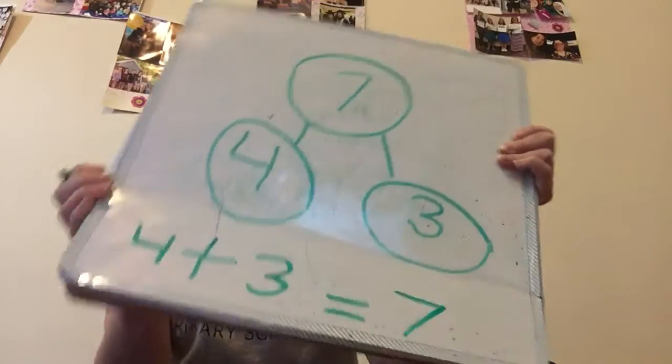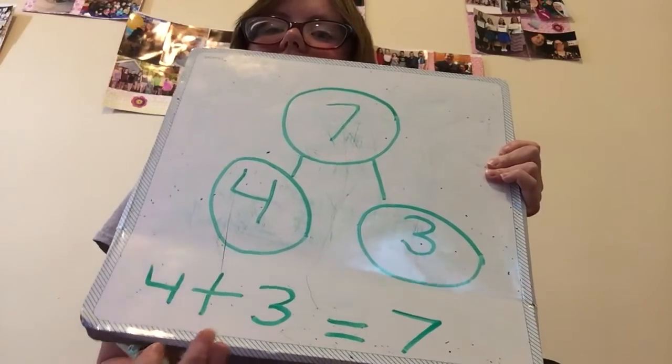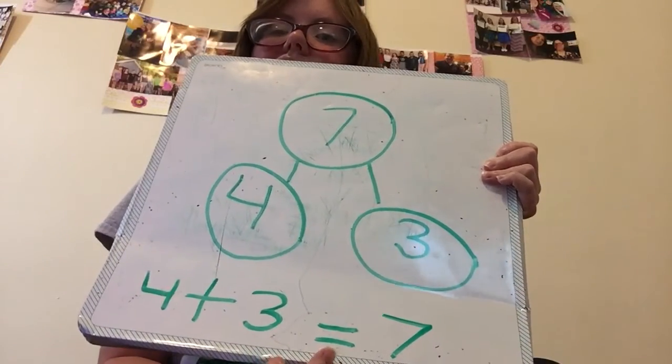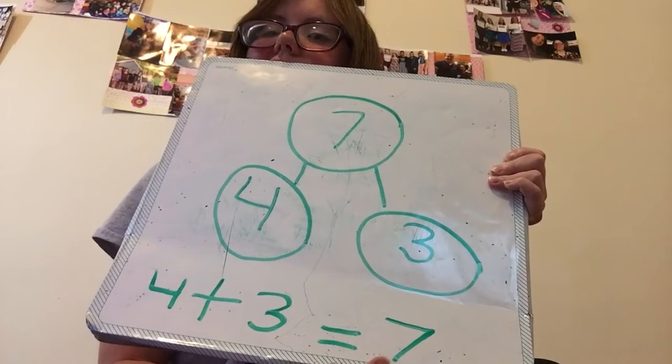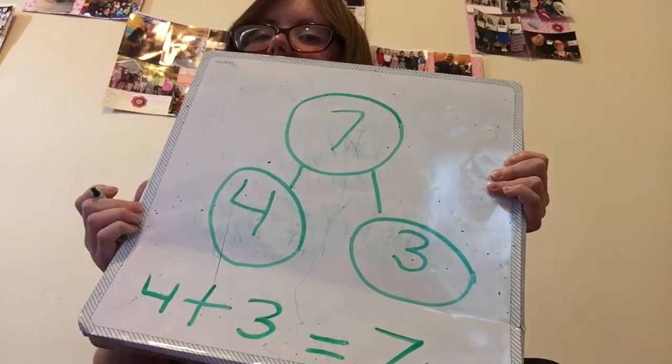So now, let's read our number sentence together. 4 plus 3 equals 7. And we know that that makes sense because we just counted all of our cubes.